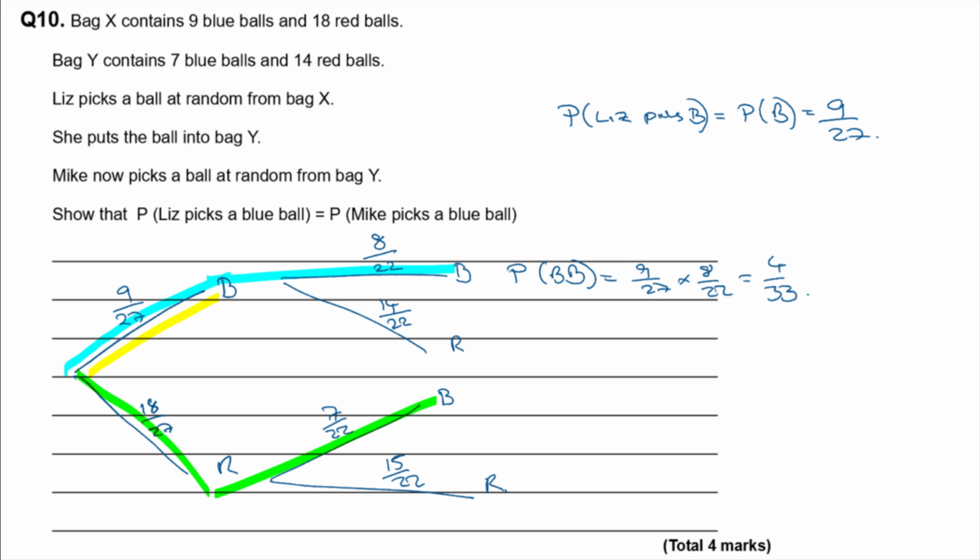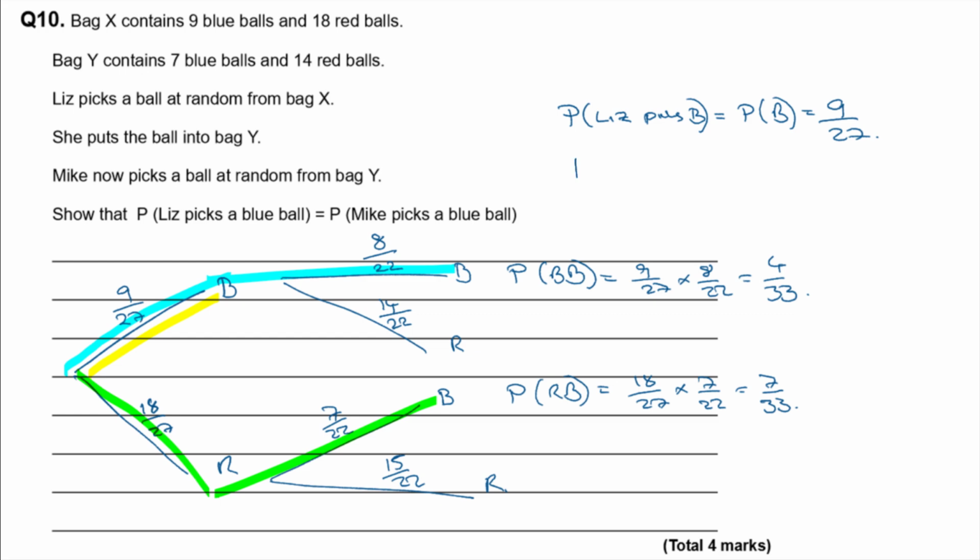Okay, and then the probability of red blue, that's going to be 18/27 times 7/22. What's that then? That's 7/33.